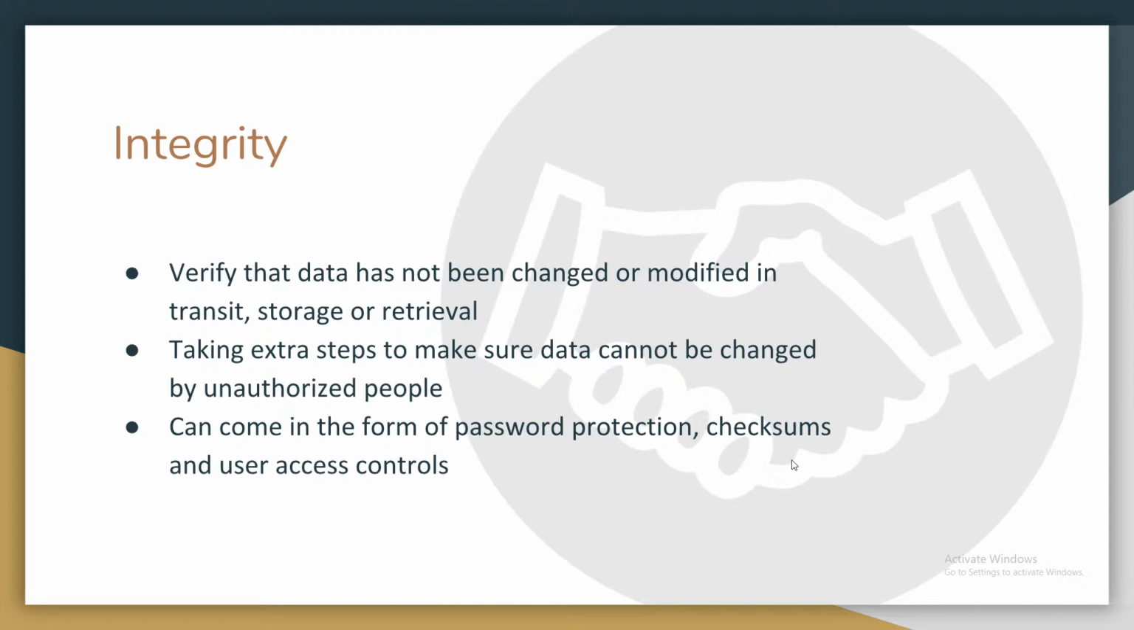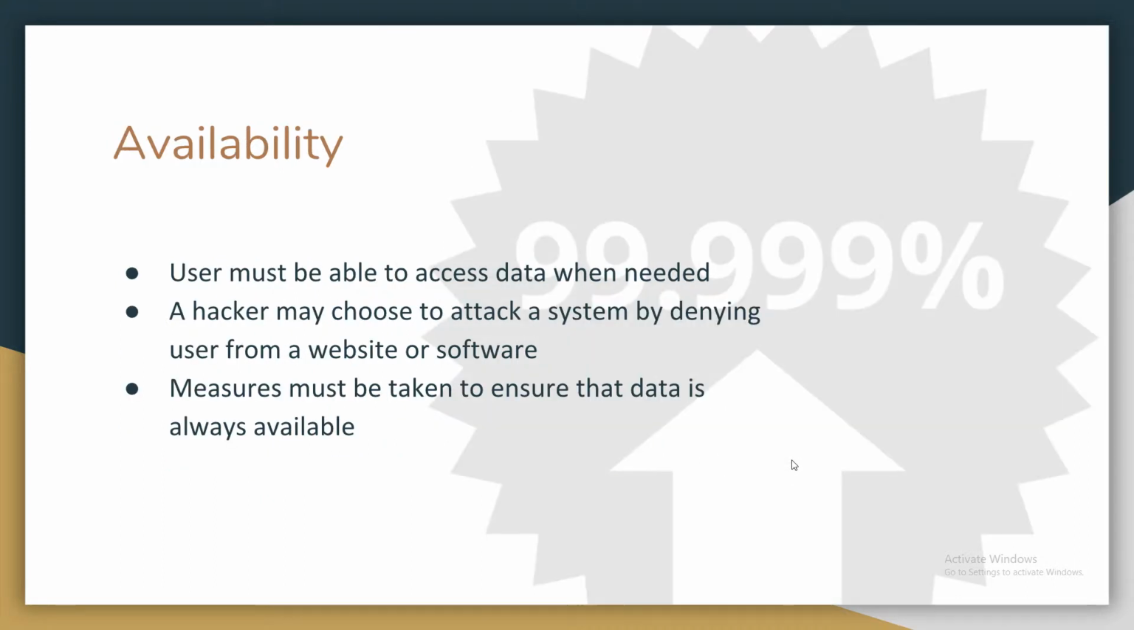So if we download a file from a website, we can look at its checksum and compare it to the checksum that's on the website and see if they're the same. If they're not the same, we know that something has changed in transit or before we downloaded it.